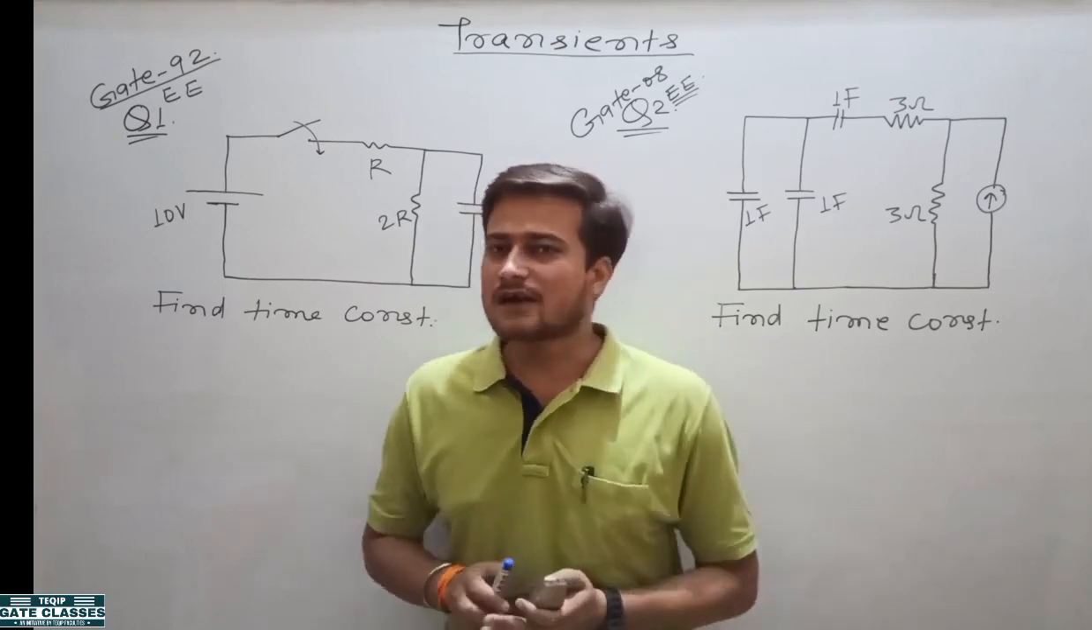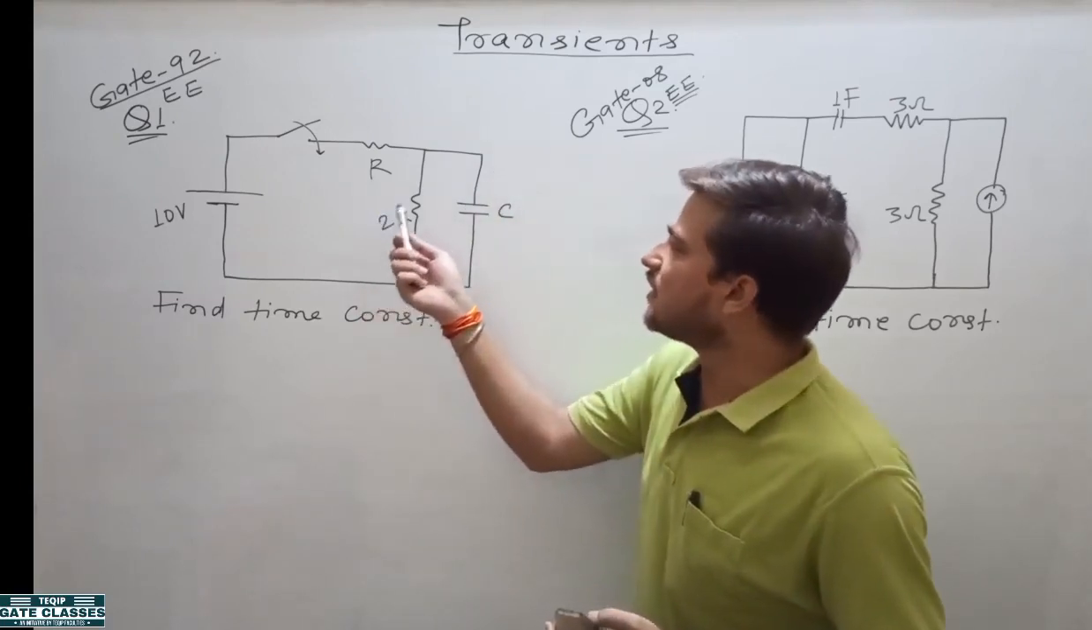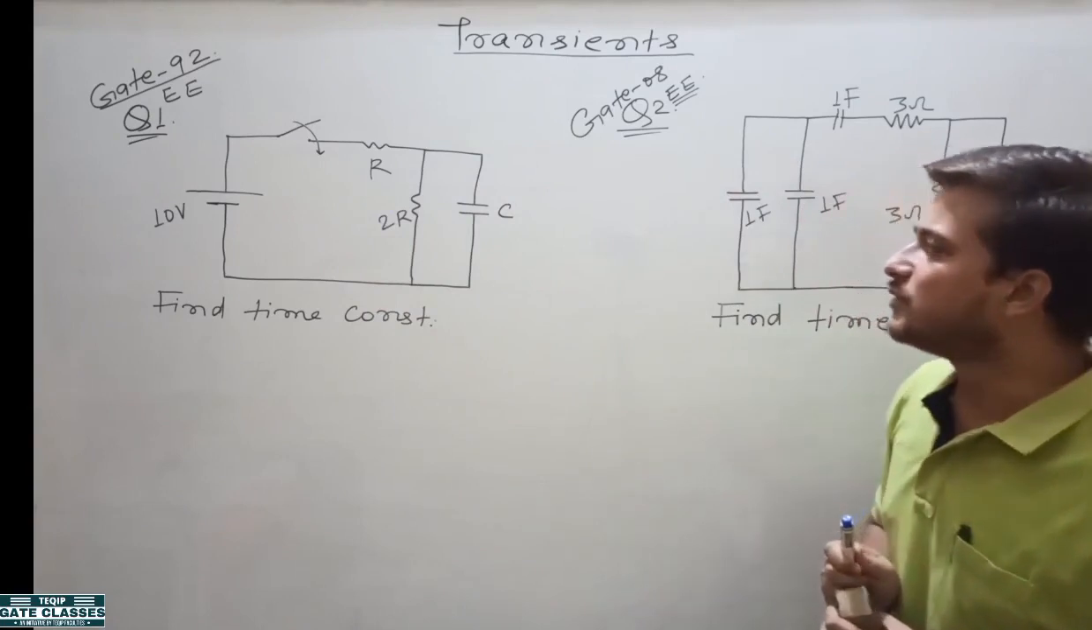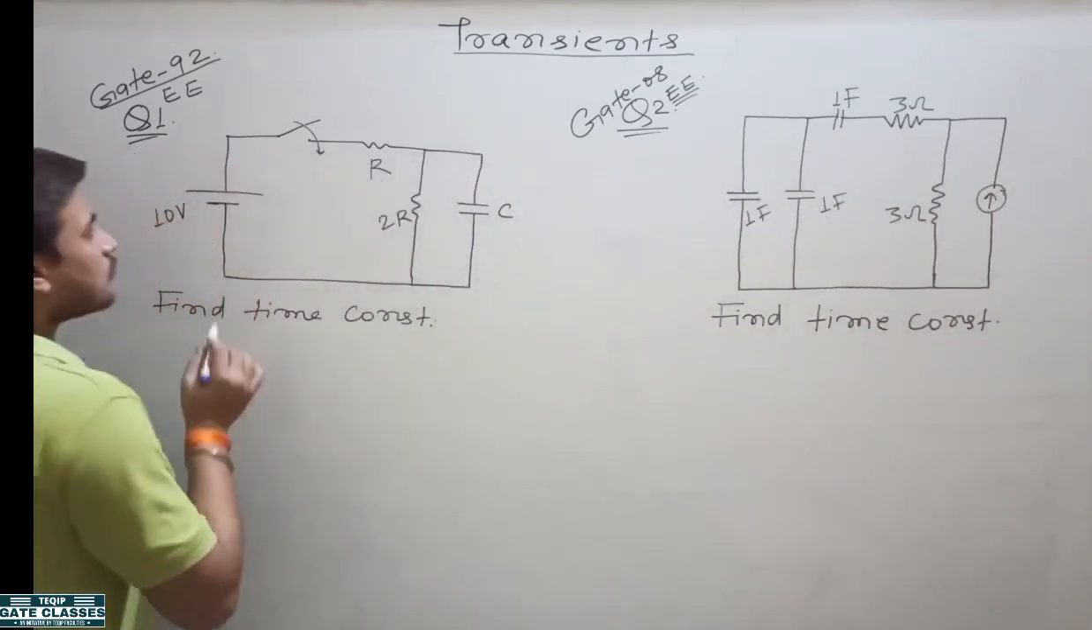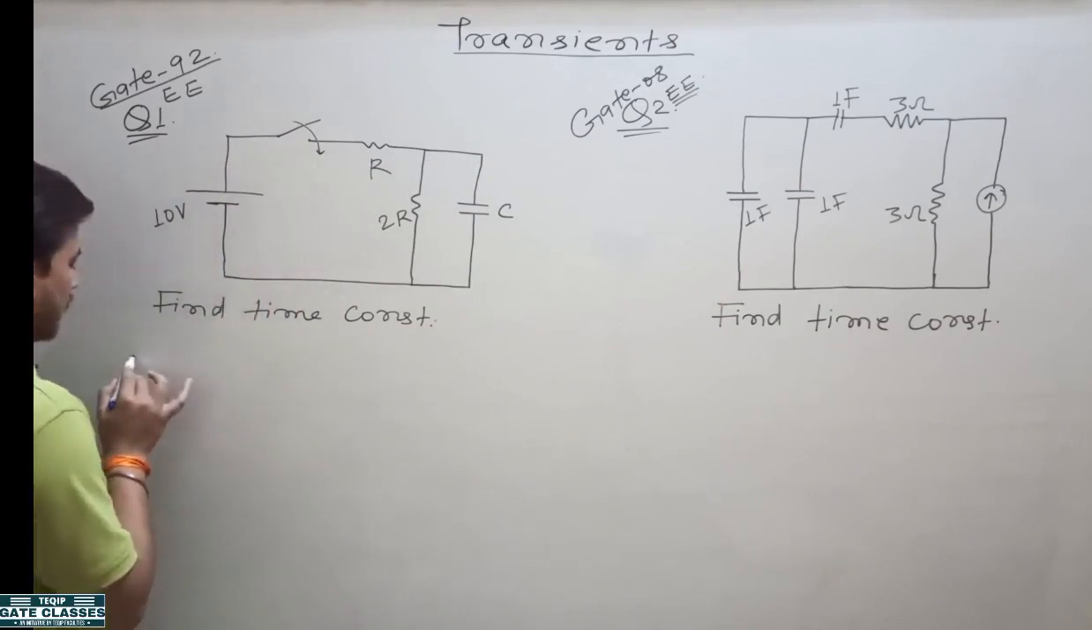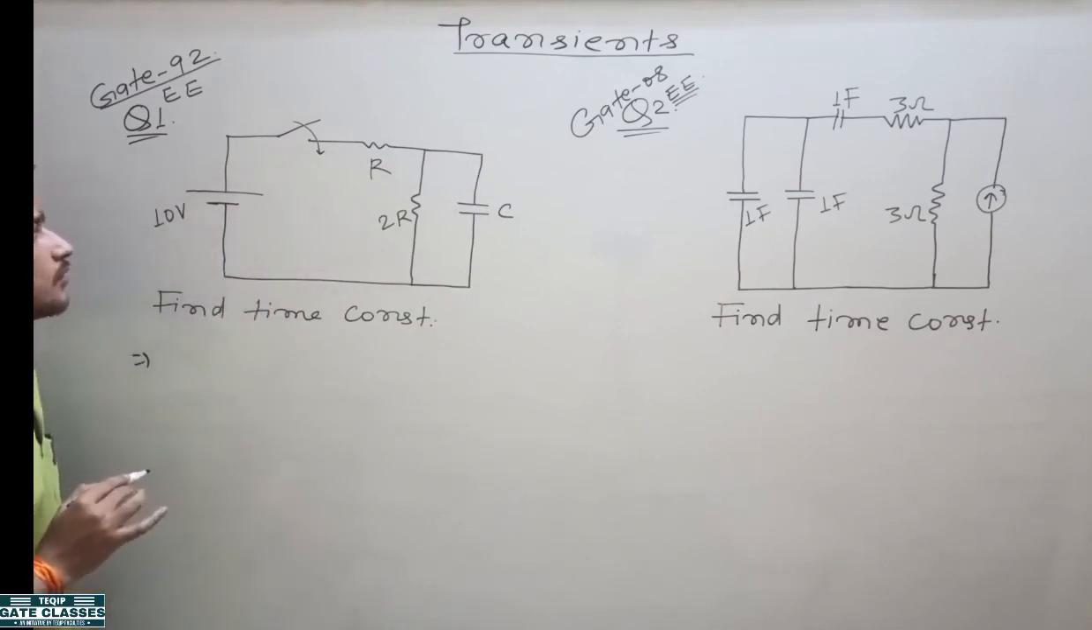So let's start with first question. It was asked in GATE 1992 electrical engineering. Circuit is given. They are asking you to find time constant. So let us see how to find time constant.